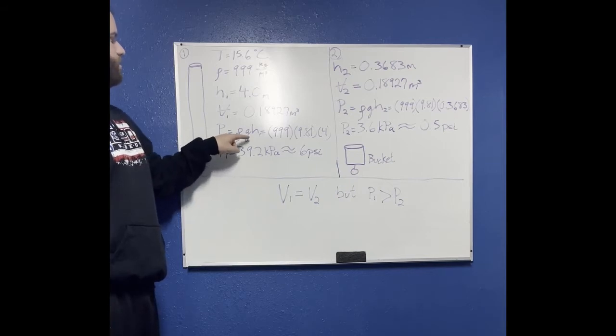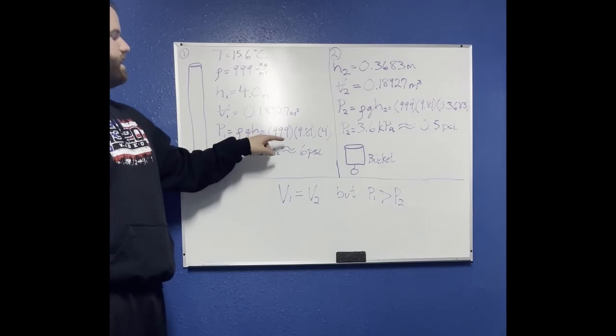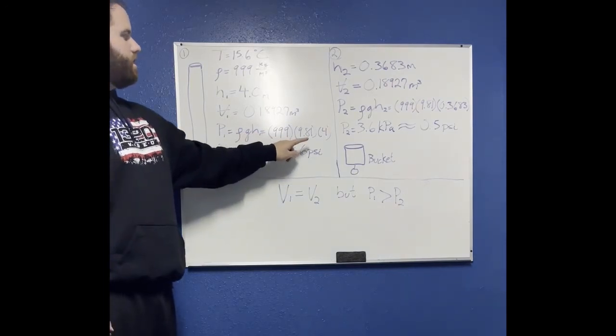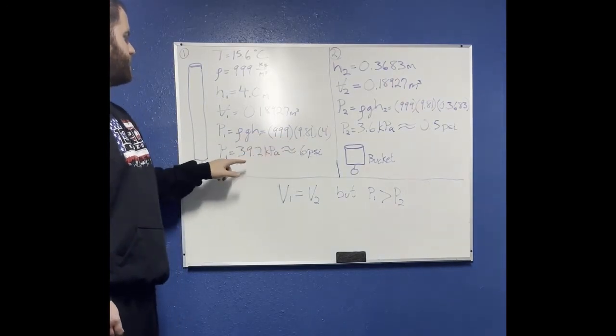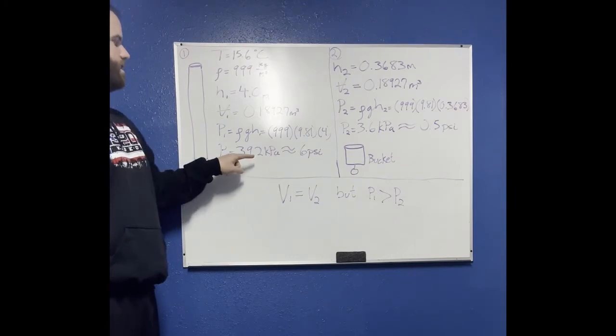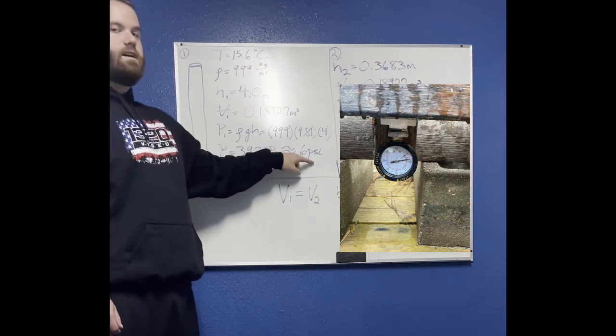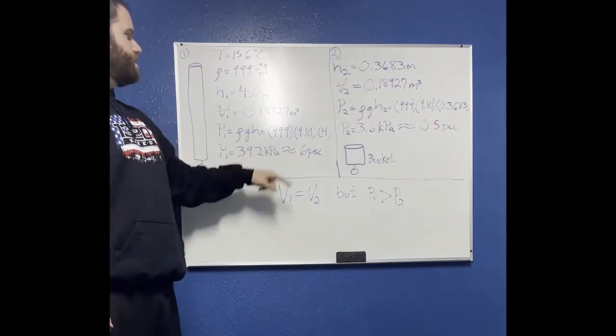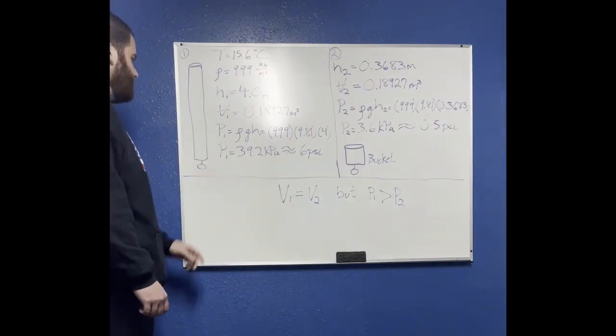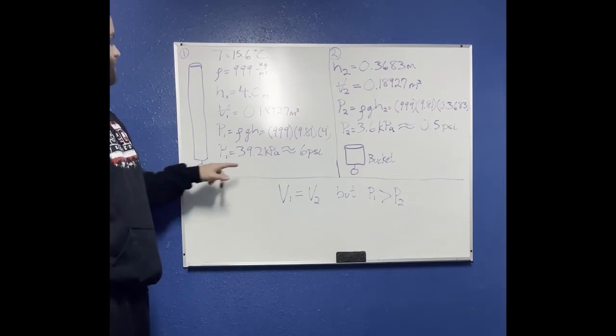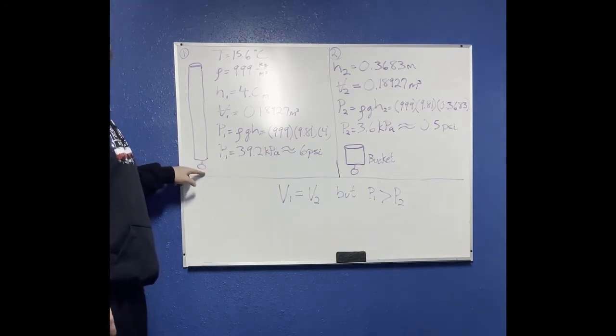To find the potential energy at the bottom of the device, or the pressure, we multiply the density by the force of gravity by the height of the fluid. So 999 times 9.81 times 4, giving us a pressure of 39.2 kilopascals, which converts over to 6 PSI. We use PSI because the gauges we use in the experiment that we'll show later are in PSI.